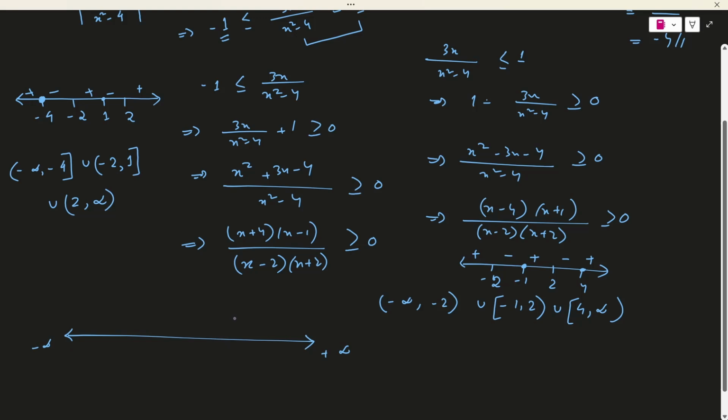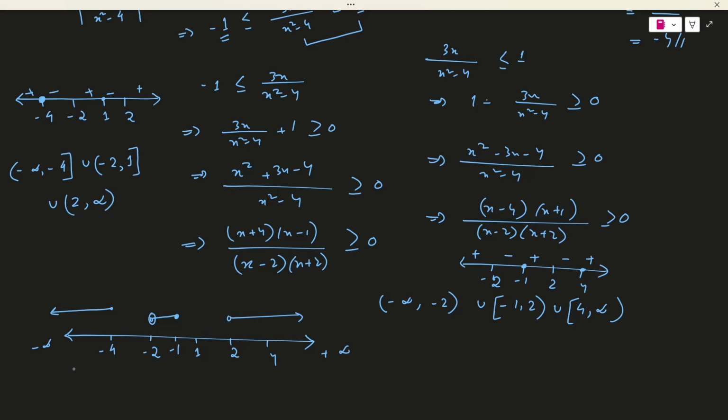Alright, so we'll combine these two ranges. I have minus 4, then minus 2, I have 1, I have 2. Minus infinity done, minus 2 is done, minus 1 I have here, 2 is there, 4. So minus infinity to minus 4 included, minus 2 to 1, this is included, this is not included. Minus 2 is not included. Then 2 to infinity.